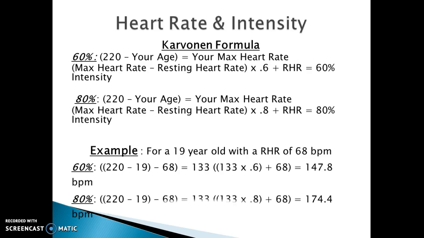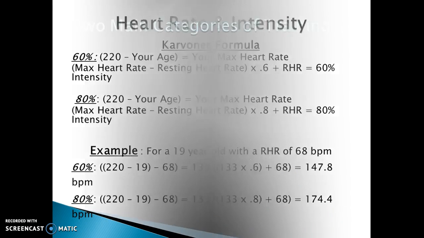For the upper end, 80%, 220 minus their age gives us 201, minus 68 equals 133. 133 times 0.8, or the 80%, gives us 106.4, and then we add the resting heart rate back. 68 gives us 174.4. So like I mentioned before, instead of just going 60 or 80%, we're actually going to go above in certain training modes if you choose that style of working out.